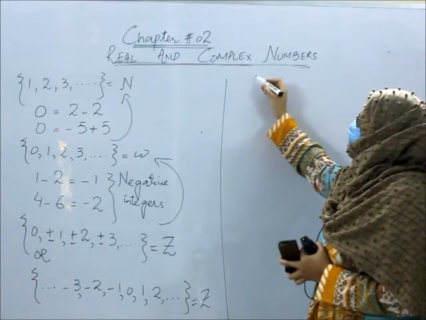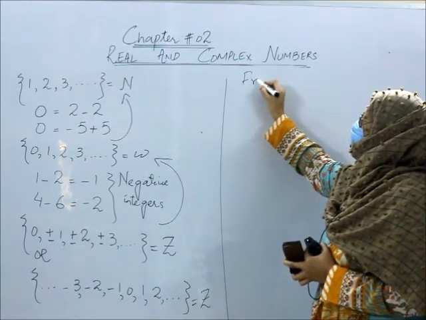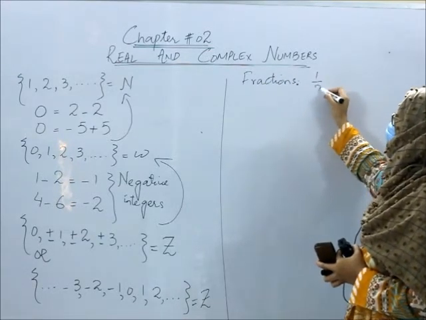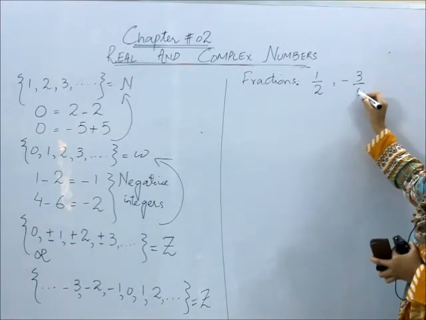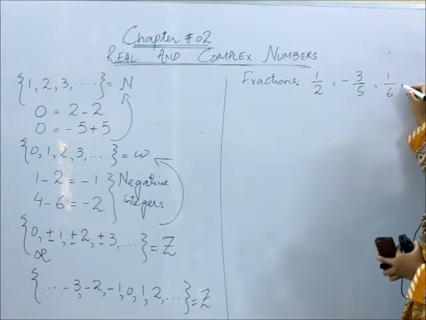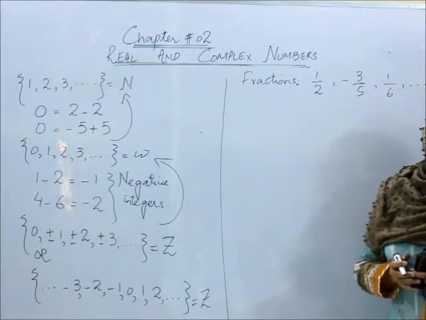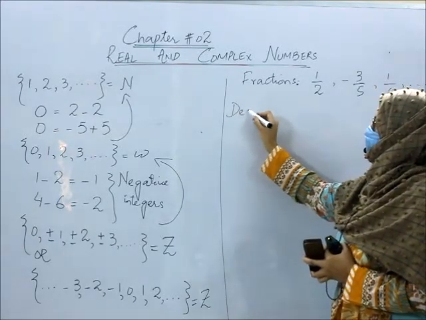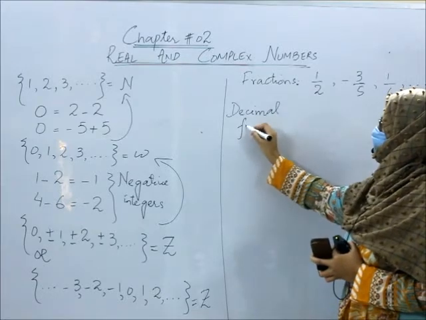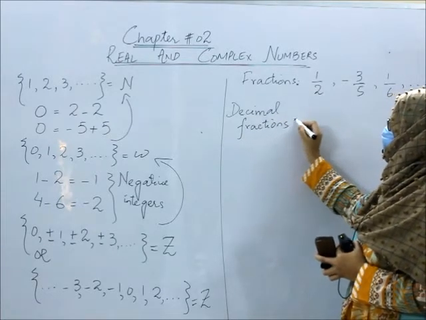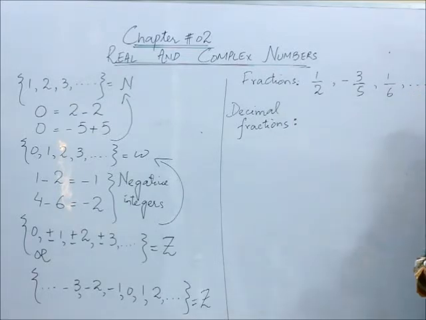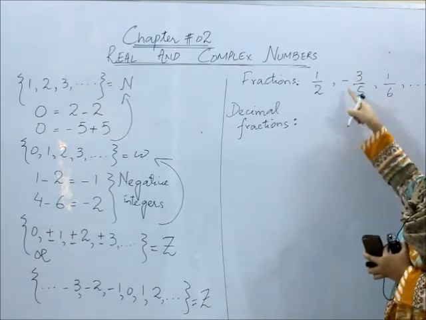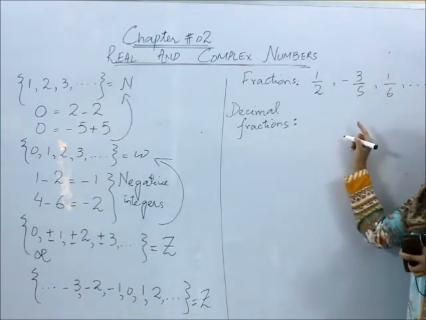Okay students, there are some other numbers which are called fractions. For example, 1 by 2, minus 3 by 5, 1 by 6, and so on. These all are fractions. There are some other types of numbers which are called decimal fractions. Fine? So let us see how many types of decimal fractions there are. If we convert these fractions into decimal form, how would we convert them?